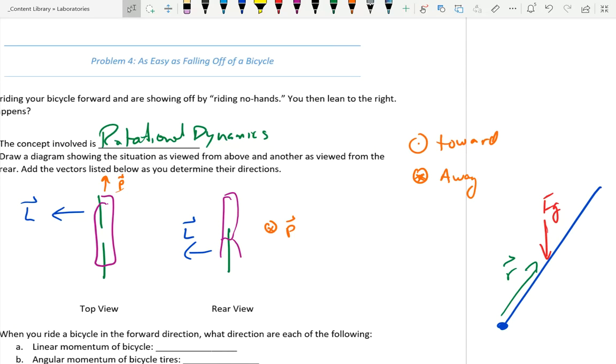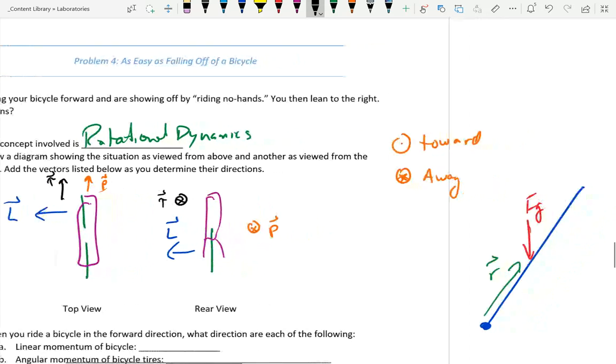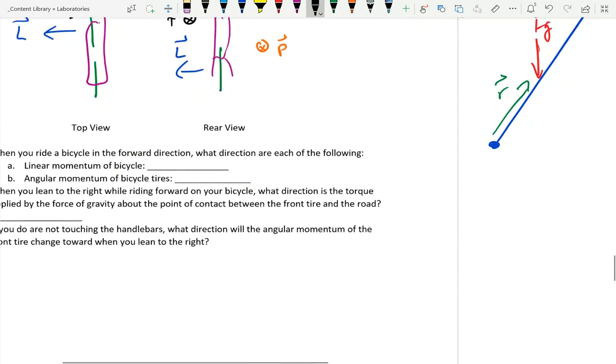So in the top view, I can draw the torque easily enough. The torque is going to be like that when I lean to the right. In the side view, it would be like that as my torque. And keep in mind, these are the torque if you lean to the right. If you lean to the left, what would it be? The opposite. Okay? So we have the direction of the torque when I lean.